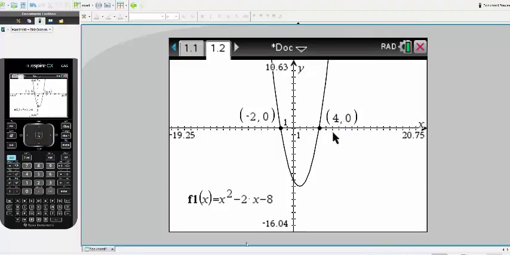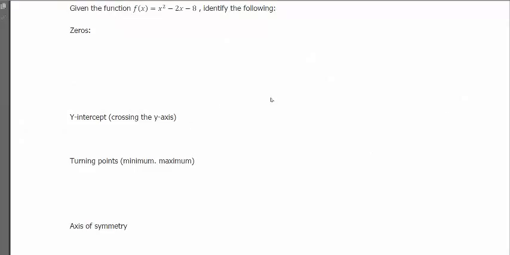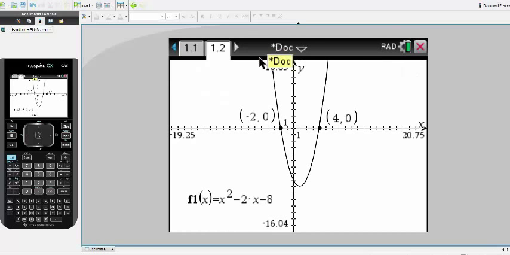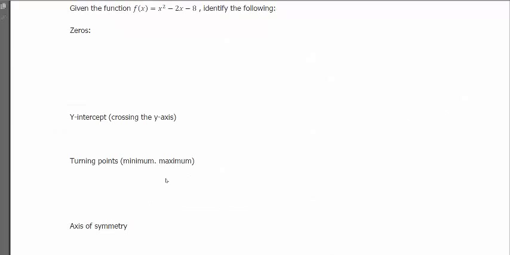So actually, they asked us to identify the following zeros. Either we could answer x is equal to 4, x is equal to -2, or we can actually give them the coordinates. So it would be (-2, 0) and (4, 0). Of course, the y value is 0 here because it's on the x-axis, and on the x-axis the y value is 0. Let's move on to the next one, which is y-intercept.